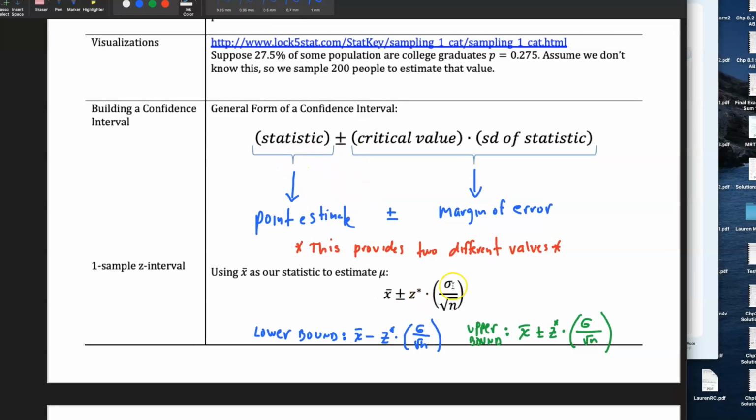To build it here, here's the exact formula we're going to use. It's your point estimate, which is the statistic, plus or minus some critical value times the standard deviation of the statistic, which is based off your sampling distribution. And so it's your point estimate plus or minus your margin of error, because you're going to have a lower bound and an upper bound. Now, in the next video, we'll show you how to calculate what we call the critical value. That's going to be dependent upon what level of confidence we have, your confidence interval. That's what's going to help us determine that.